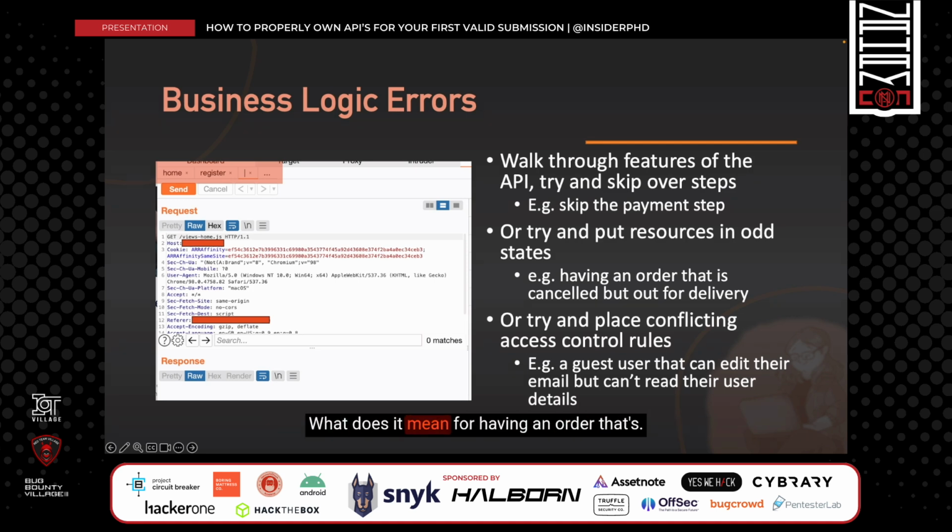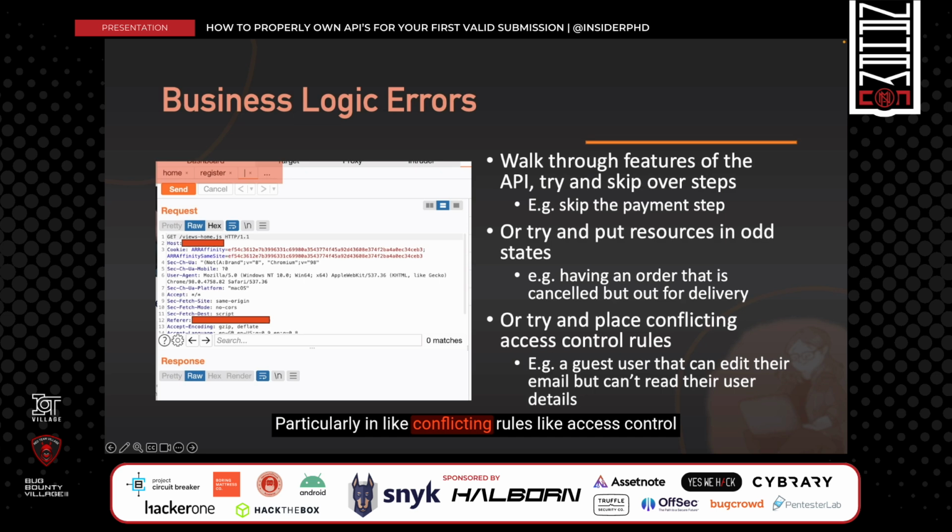What does it mean for an order to be in this pre-ordered state? How does it become from pre-ordered to confirmed? What API requests are involved, and can I call those API requests myself? And this is actually how I found my first ever vulnerability. It was one of these kinds, and it was because I stepped through those steps one at a time.